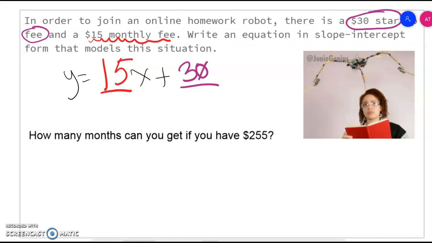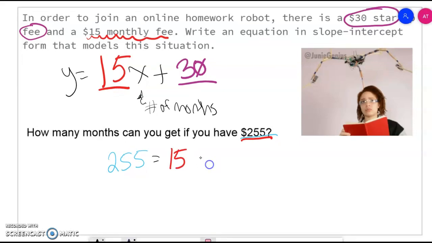How many months can you get if you have $255? So, the x means how many months. So this is the number of months. So in this situation, what we're going to do is put this 255 in for y, because we know we have that much money, but we need to figure out how many months we can get. So it's just like a two-step equation.